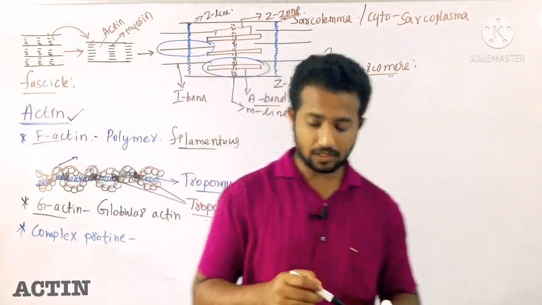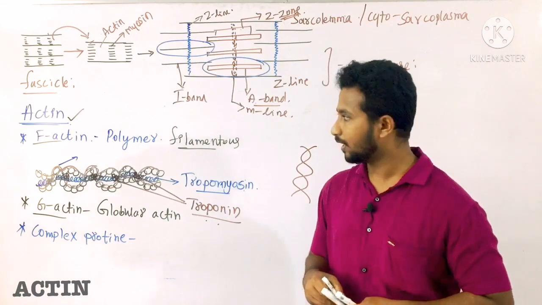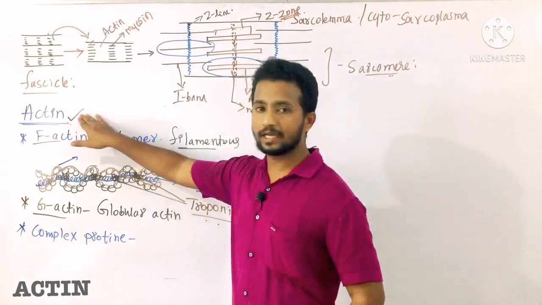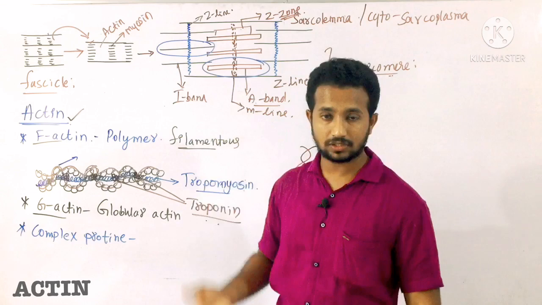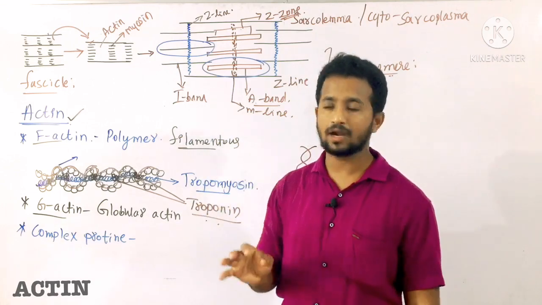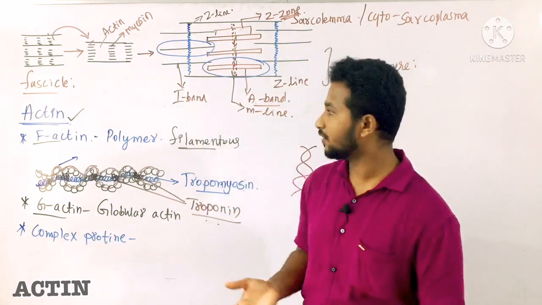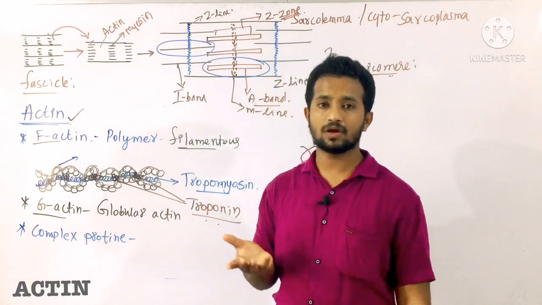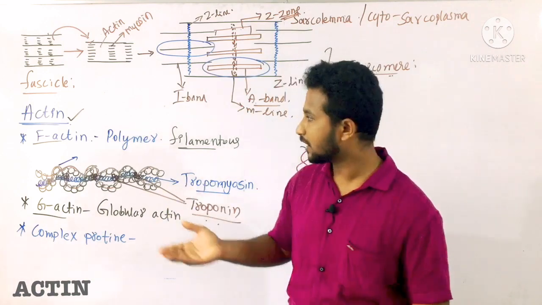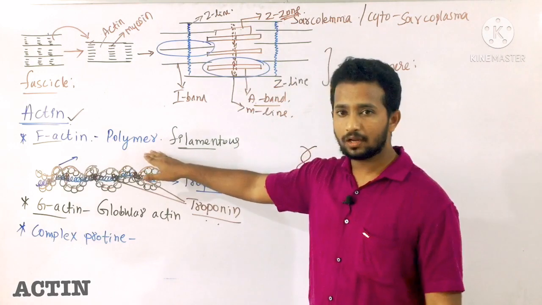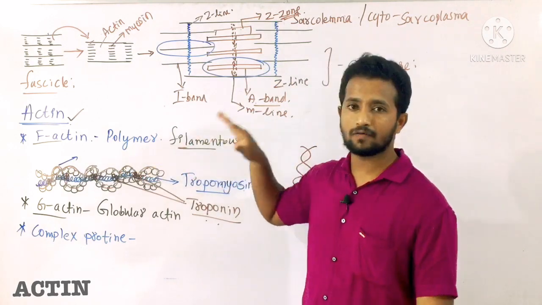Hope you are getting the structure of this actin. Let me give you a quick recap. Actin is a secondary protein of the muscle fiber which is called the light band, because of its light nature or its isotropic nature. This F actin is a polymer, and polymers should be made up of monomers.